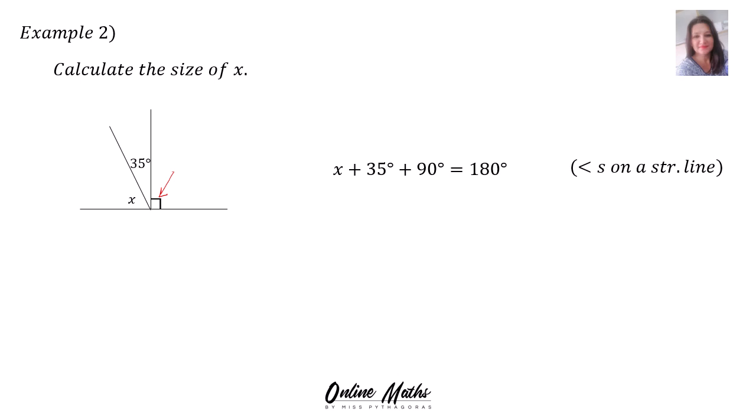And then to solve x, we will first add 35 plus 90 is 125. And now to get rid of the 125, we subtract 125 both sides so that they can cancel. What I do on the left, I do on the right. And then 180 minus 125 is 55 degrees. Therefore, x is 55 degrees.